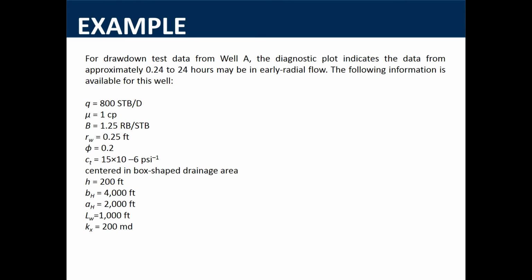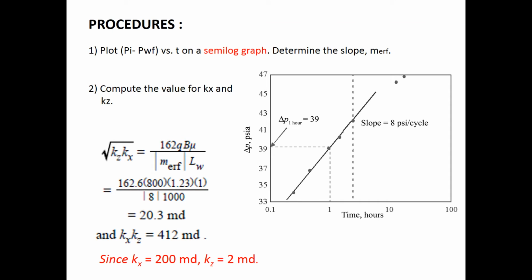Let's see an example. A drawdown test has been conducted at well A, and these are the data obtained. First, we plot a graph of Pi minus Pwf versus time on a semi-log graph. Then we determine the value of the slope, and we get 8 psi per cycle. Next, we calculate the values for Kx and Kz, and we get the square root of Kx times Kz equal to 412 md. Since the value of Kx is given as 200 md, Kz is calculated as 2 md.